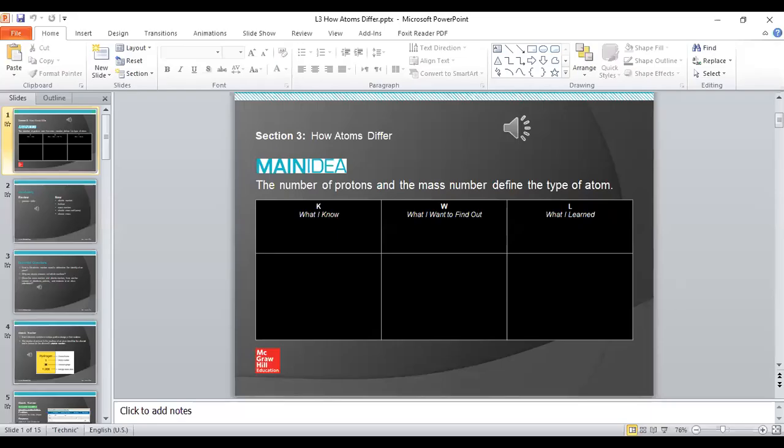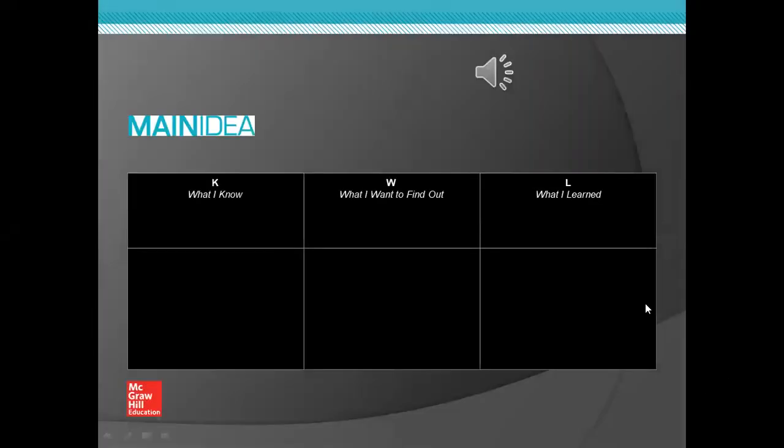Good morning, grade 9. Now, inshallah, we are going to make a revision for the sessions that we studied before and explained, which is called How Atoms Differ. I hope that you will enjoy this revision. Okay, let's begin. This session was called How Atoms Differ.